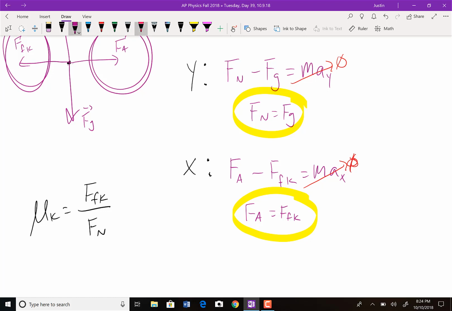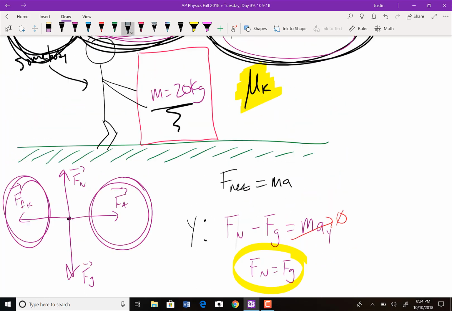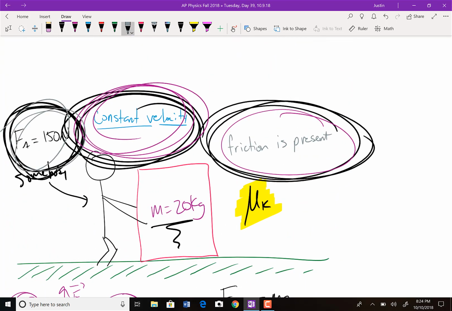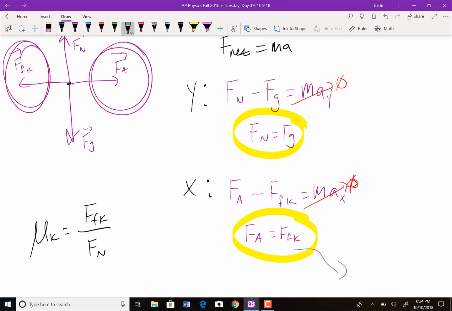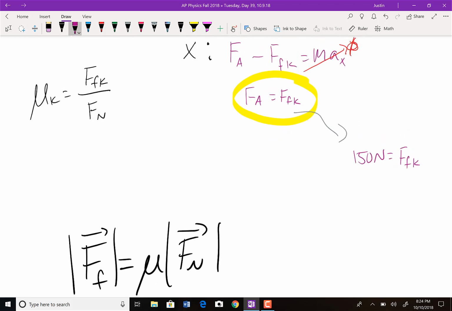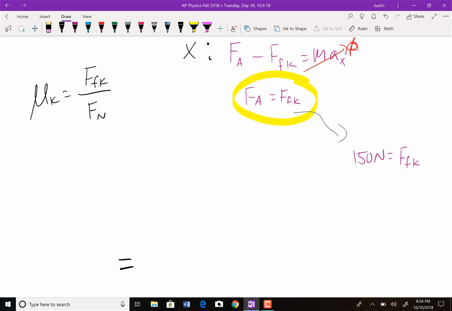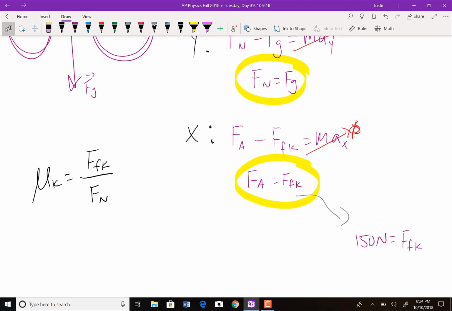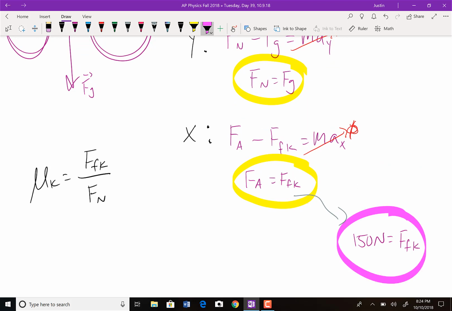And the kinetic friction force I could get from this relationship. I know that the applied force is equal to the kinetic friction force. So if that's the case, I know the applied force from this previous problem is 150 newtons. So the kinetic friction force is 150 newtons. Let's do it in this color.